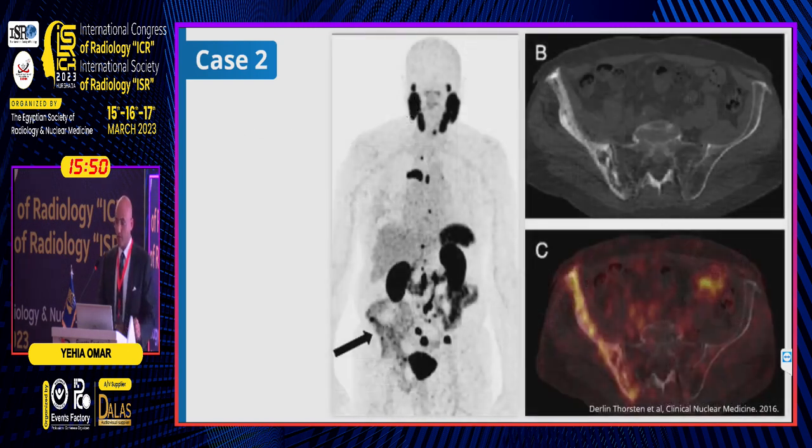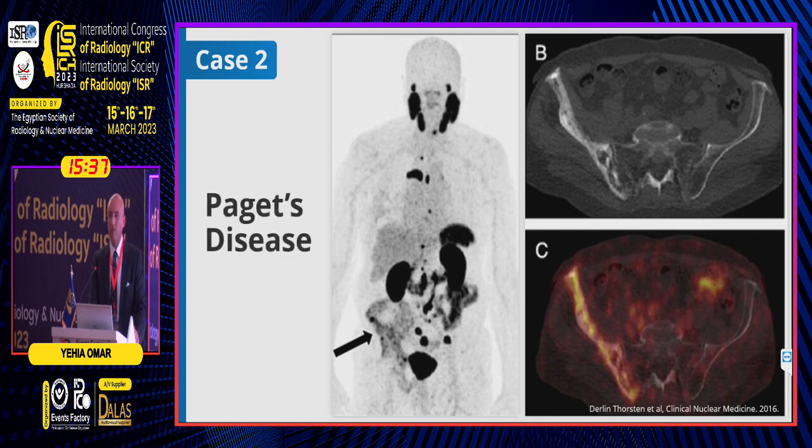This is another case showing the same pattern. We can see the right iliac bone. There is increased PSMA uptake. So this is metastasis again or not? Does anybody know what that is? Exactly. This is Paget disease.